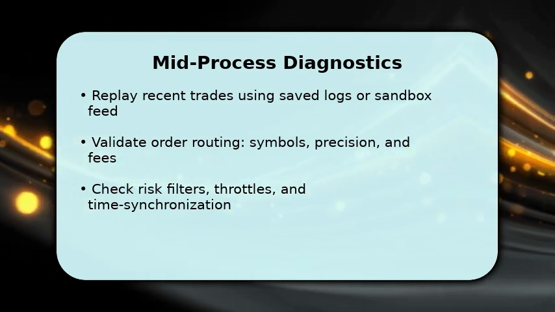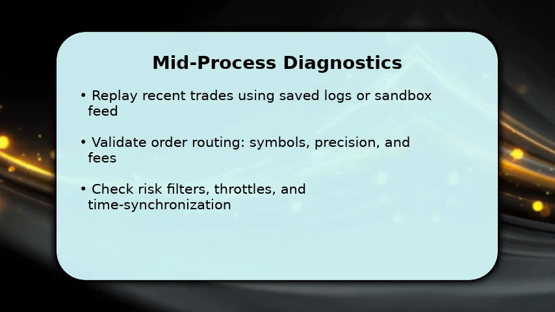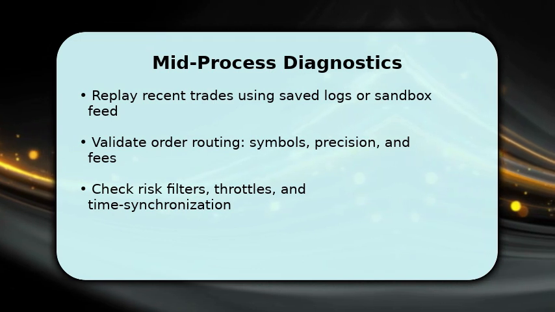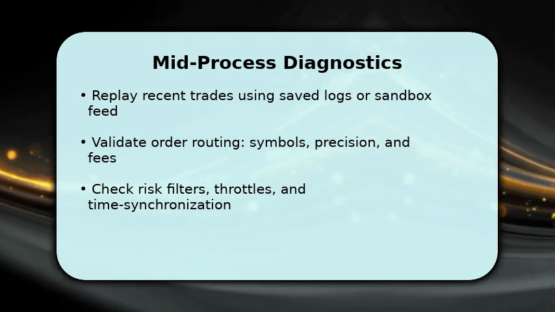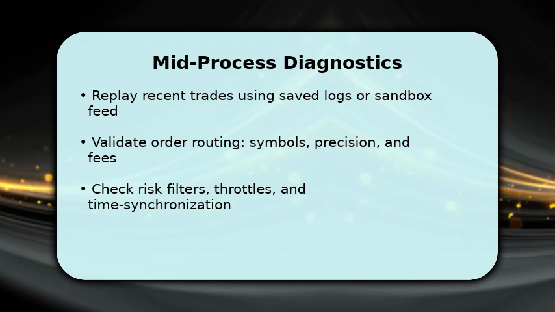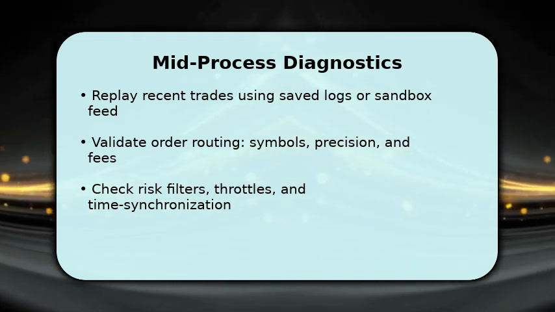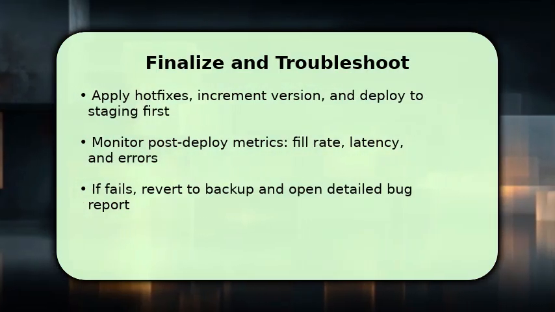Also inspect risk filters, API throttles, and system time sync. Drift or rate limits can silently drop or delay orders. If you find a discrepancy, change one variable at a time, and to finish, apply hotfixes and increment the Fisch build, deploying to staging before production so you validate real traffic without risk.